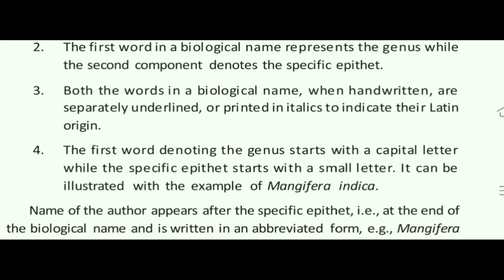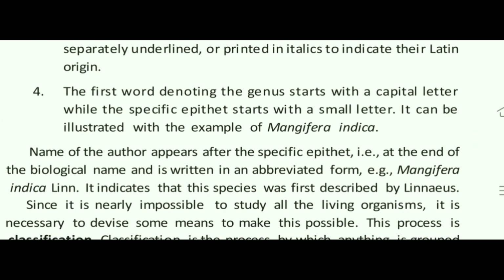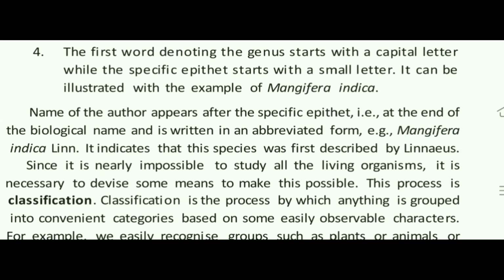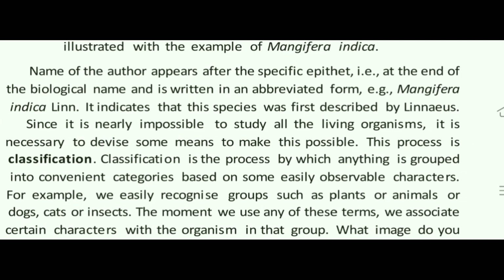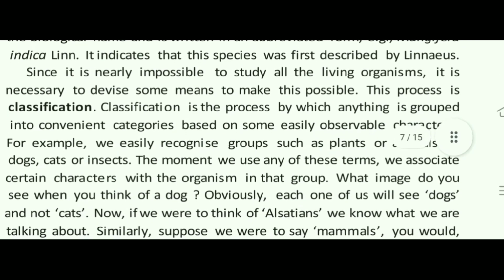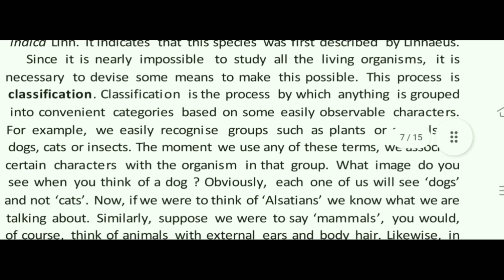Second, the first word in a biological name represents the genus, while the second component denotes the specific epithet. Third, both the words in a biological name, when handwritten, are separately underlined or printed in italics to indicate their Latin origin. Number 4. The first word denoting the genus starts with a capital letter while the specific epithet starts with a small letter. It can be illustrated with the example of Mangifera indica. The name of the author appears after the specific epithet, that is at the end of the biological name, and is written in an abbreviated form. Example: Mangifera indica Linnaeus. It indicates that this species was first described by Linnaeus.